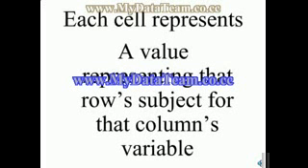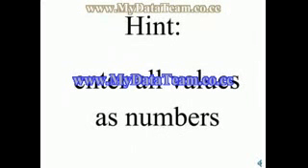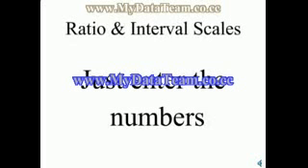Each individual cell, the intersection of a row and column, will be a value which represents that row's subject and how that particular subject scored for that particular column's variable. I'm going to suggest that you enter all values as numbers rather than words representing levels or categories. This is going to be easiest when we're dealing with data in interval or ratio scales. You just enter the numbers.